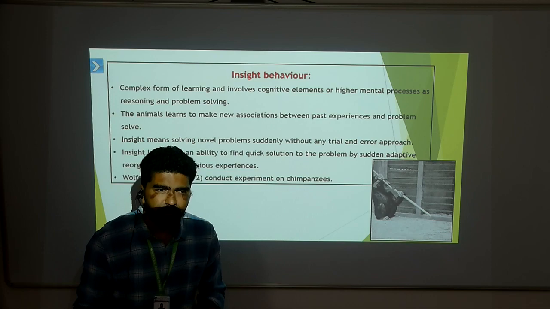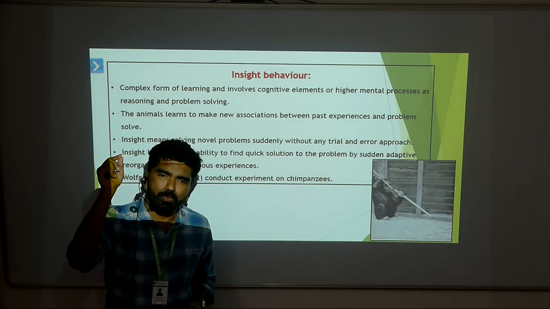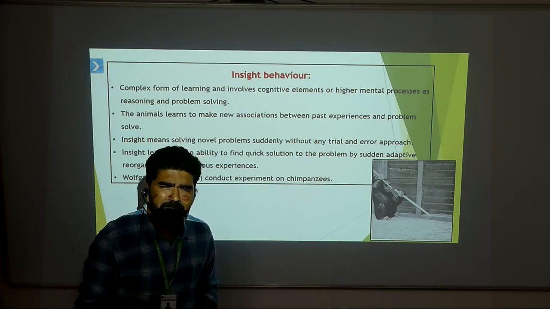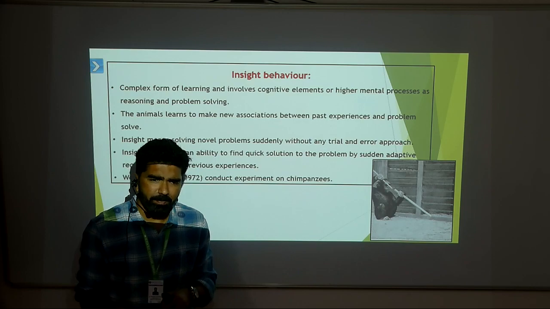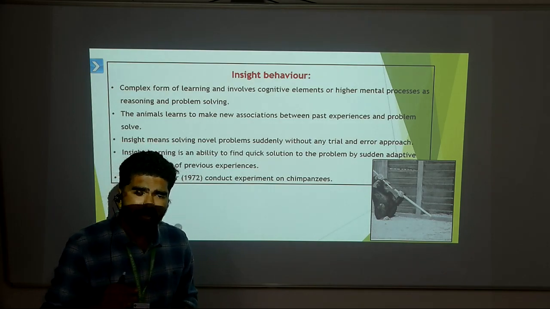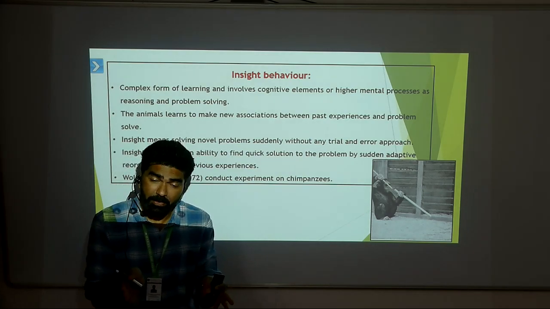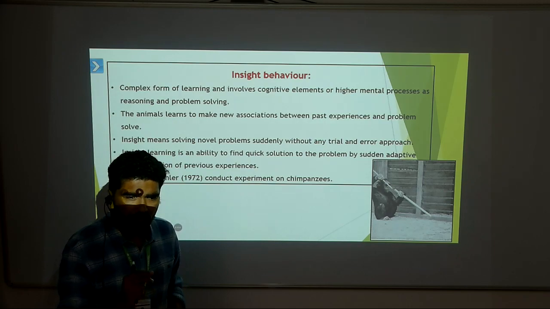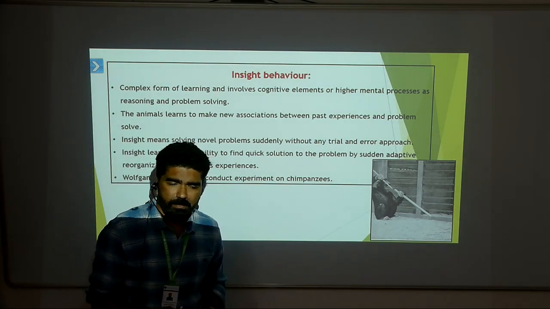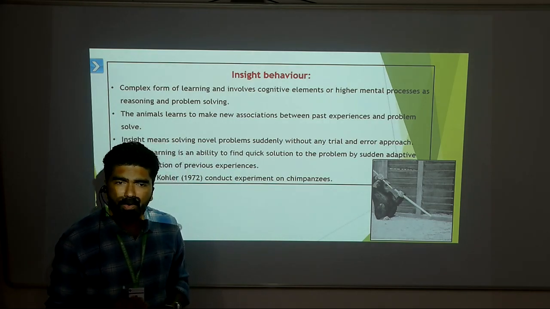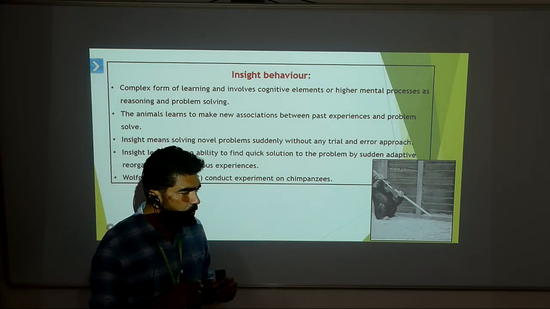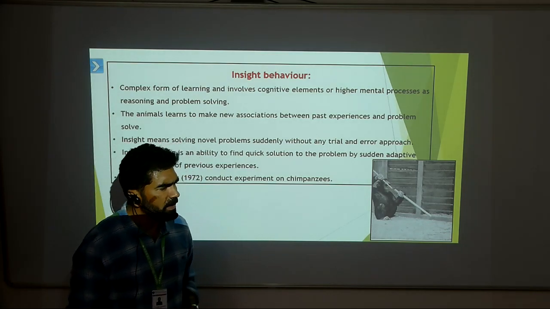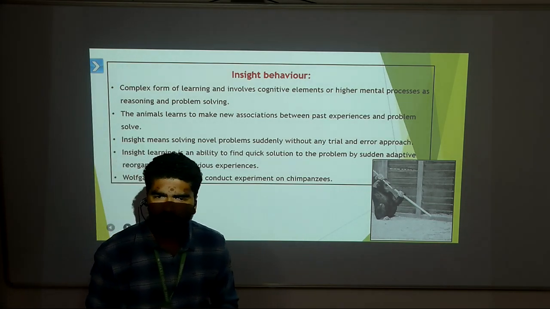So the chimpanzee learned how to reach that particular food item hanging from the ceiling. From this experiment we see how the animal could overcome a very difficult and complex situation. This is a complex form of learning and involves cognitive elements or higher mental processes such as reasoning and problem solving.